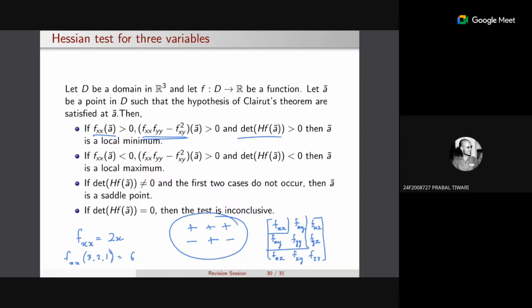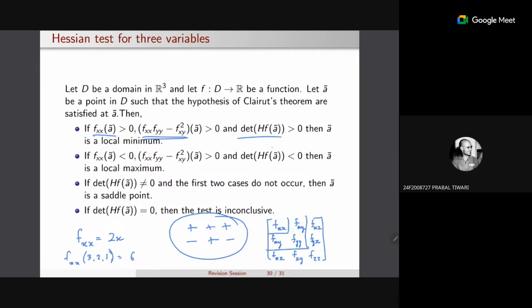What is plus plus plus and this kind of stuff? I didn't even get it. No, fxx alone is not enough. You need fxx, then you need fxx fyy minus fxy square also to be greater than 0, which is the determinant of this 2 cross 2 matrix.